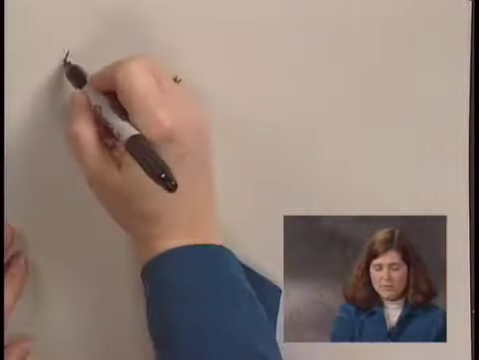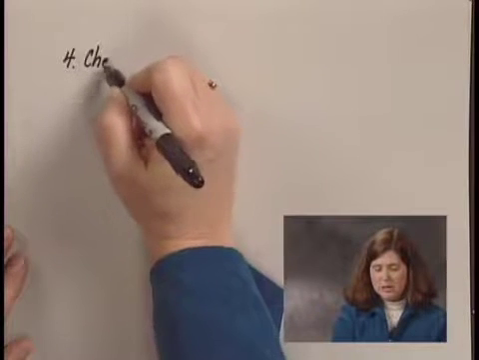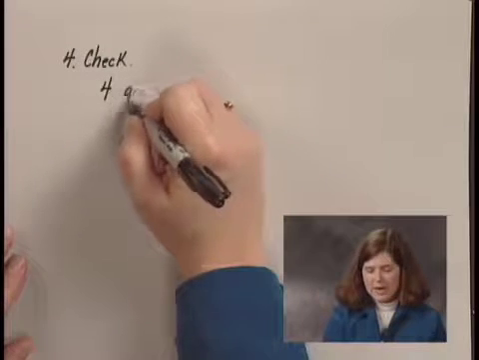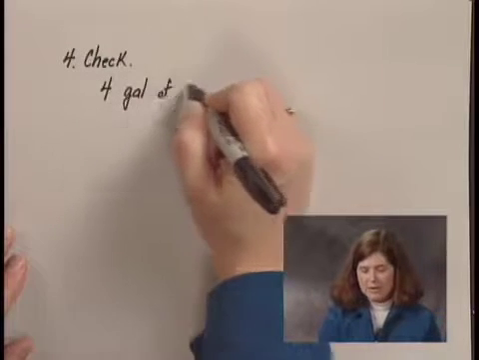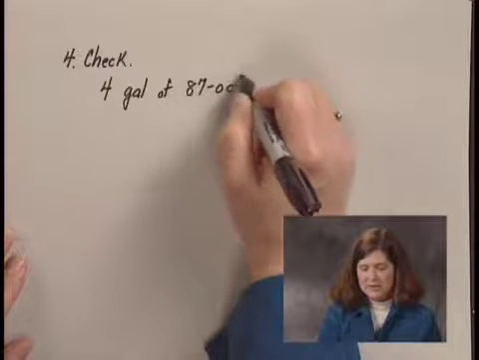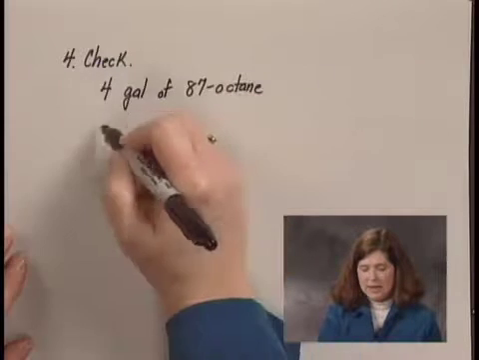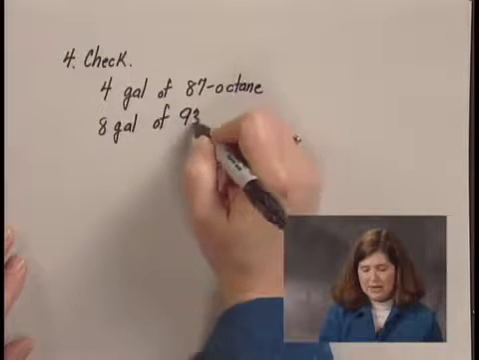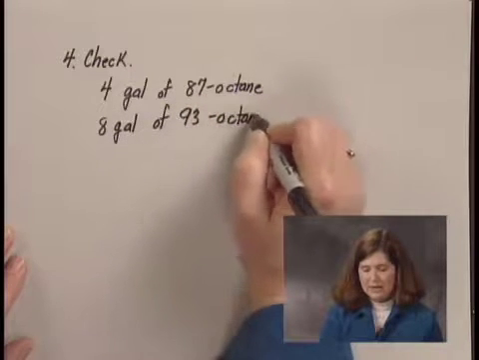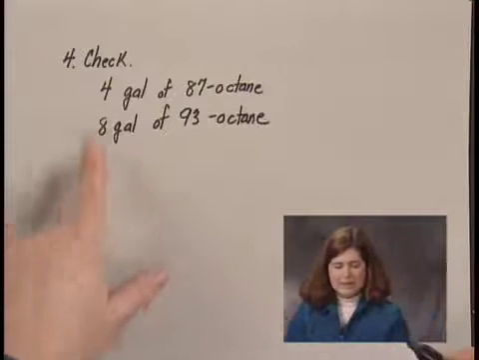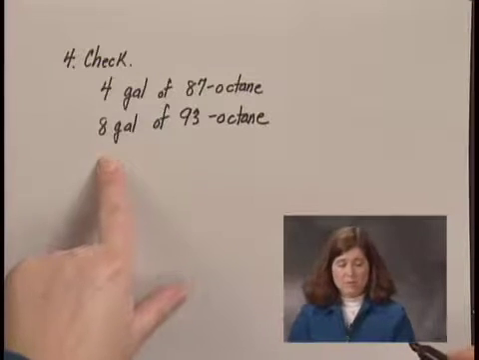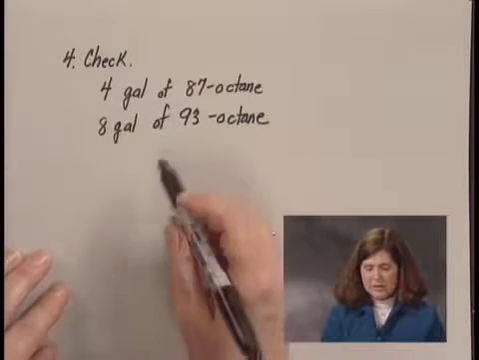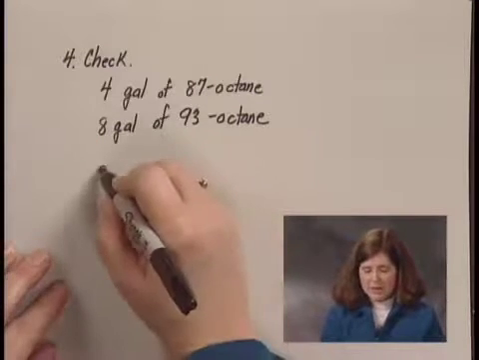I move to my fourth step, which is to check the answers. And my possible solution said I had 4 gallons of 87 octane gas and 8 gallons of 93 octane gas. And I can see that I would have 12 gallons of the mixture, which is what I'm looking for, 4 plus 8. Also, let's check the octane rating.